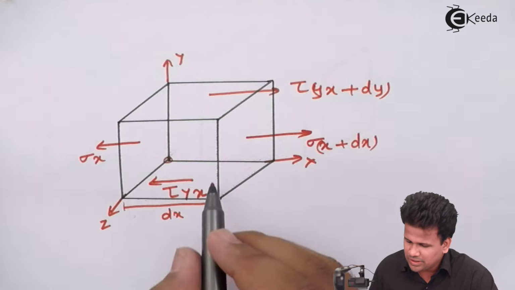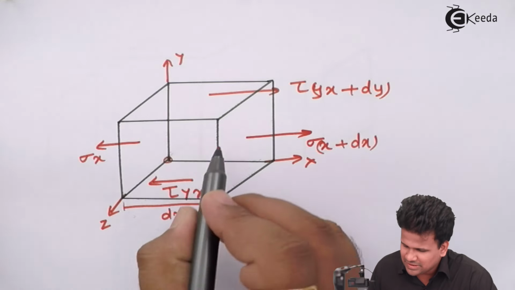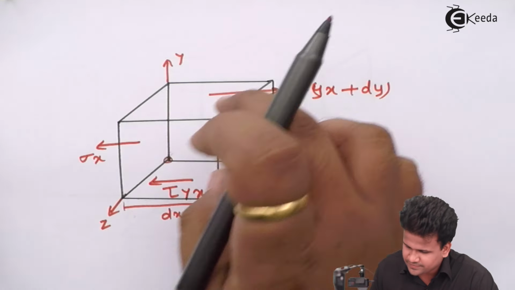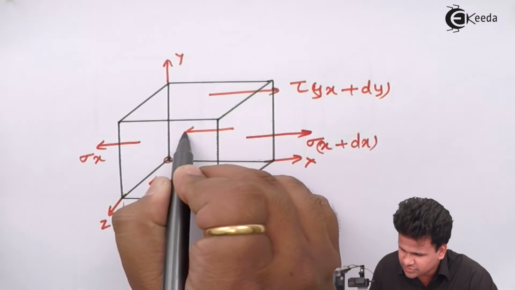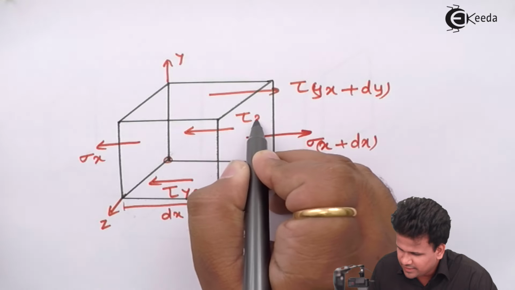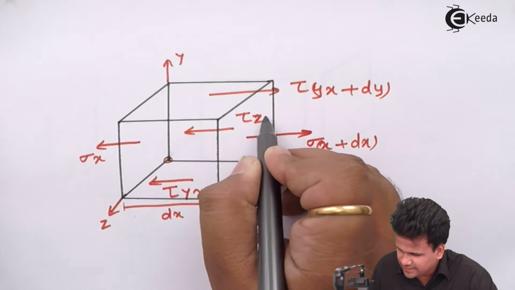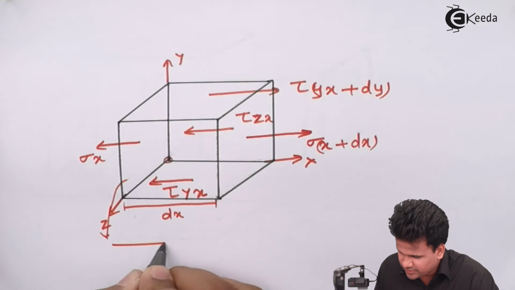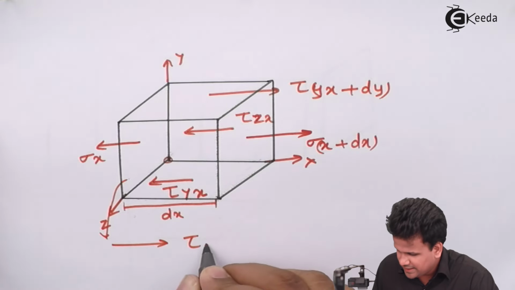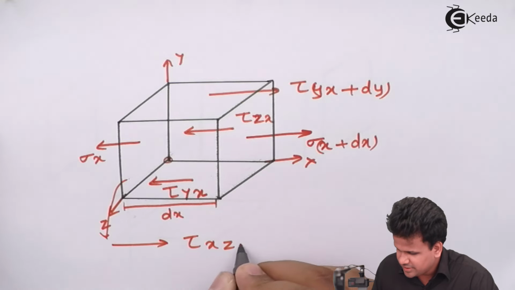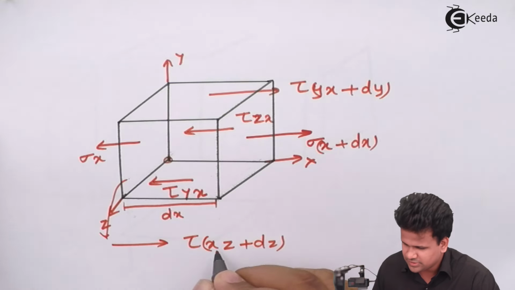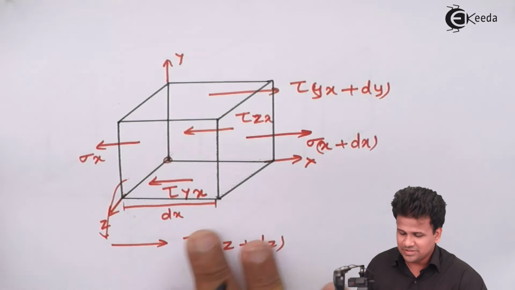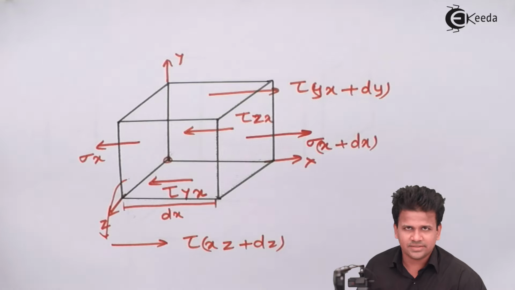And the third will be along the z plane. So let us consider these two planes. This force will be tau of z plane x direction, and on this plane, I'll draw it over here, this will be tau of z plane x direction plus dz. So these are all three types of forces, these are all six forces along the x direction.